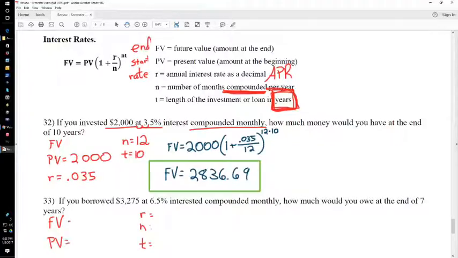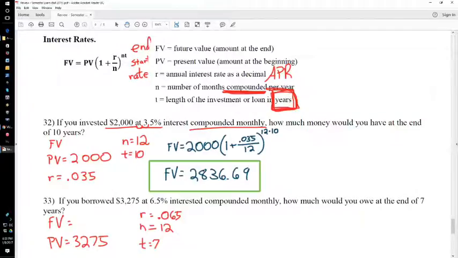So if you borrowed $3,275, again, that's how much we're starting with, $3,275 at 6.5% interest. Remember, move the decimal, so it's 0.065. Compounded monthly, so it's 12 times a year. How much would you owe at the end of 7 years?